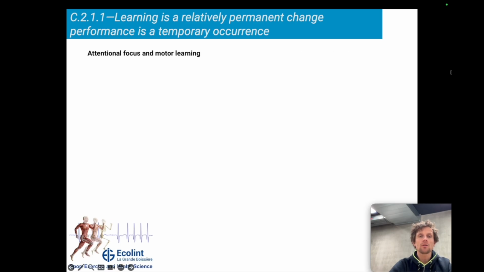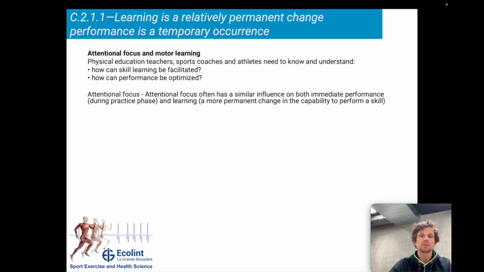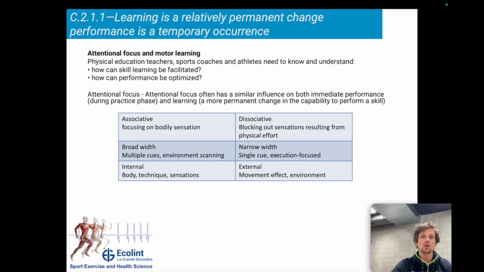Let's consider now how attentional focus can impact our ability to acquire motor skills. When we talk about sports coaches and physical education teachers, we need to know and understand how skill learning can be facilitated and how performance can be optimized. Attentional focus often has similar influence on both the immediate performance during a practice phase and the learning of a particular motor skill.